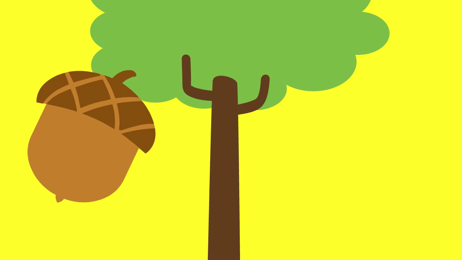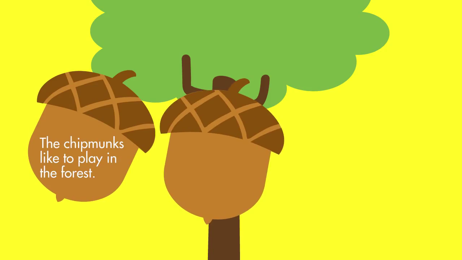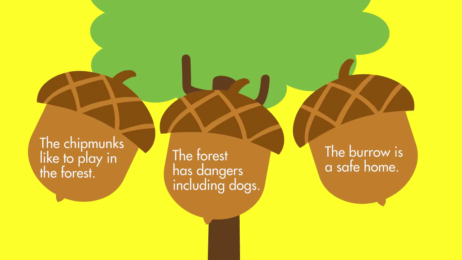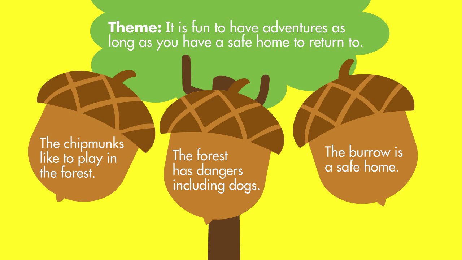In the story about Charlie and Charlotte, we learn that the chipmunks like to play games in the forest, that the forest holds dangers including dogs, and that the burrow is a safe place. You can infer from these details that the theme of the story teaches something about danger and home. You could state the theme like this: it is fun to have adventures as long as you have a safe home to return to.